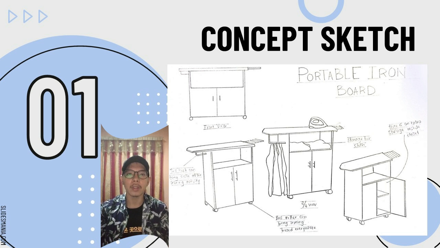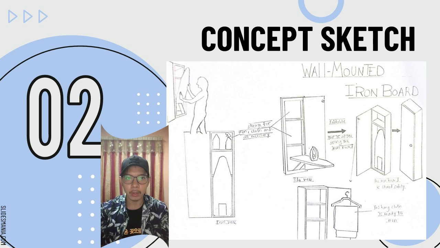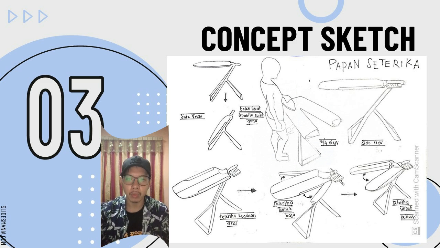Next is concept sketch. As you can see in this slide, there are 3 proposals that we have proposed to our lecturer. For sketch number 1, the concept that we want to do in this project is portable iron board. For sketch number 2, it is wall-mounted iron board. And finally, our last concept is foldable iron board. After we had a meeting and discussed among team members, we chose foldable iron board as our design.